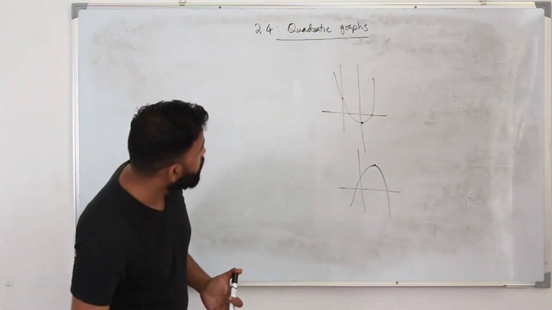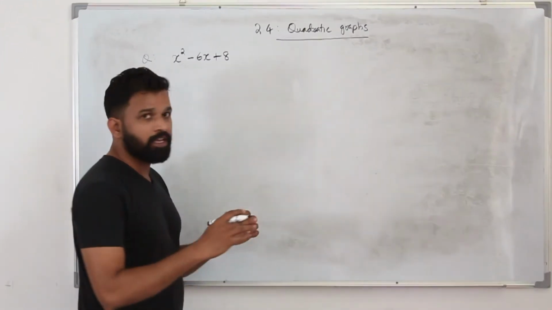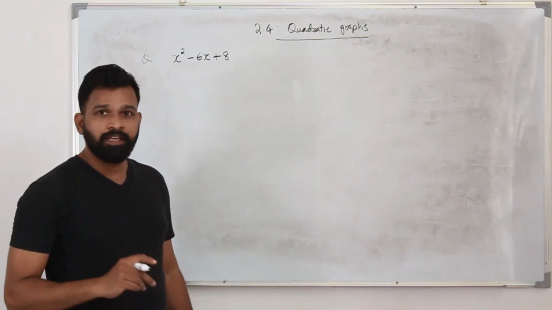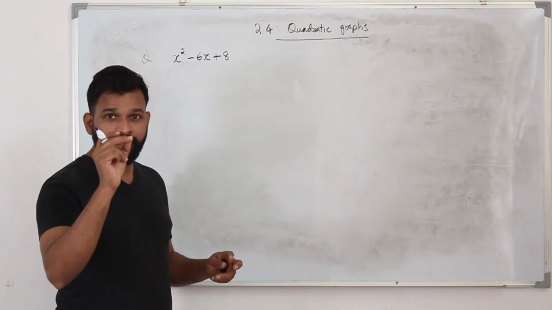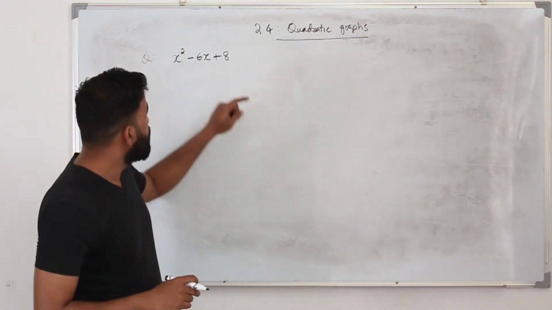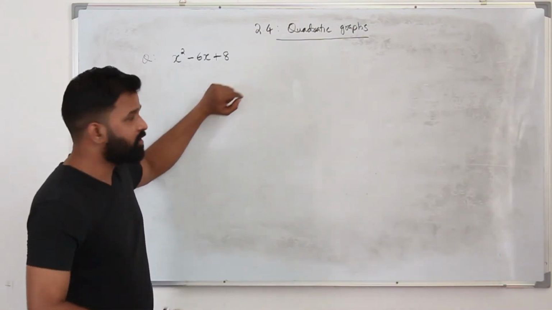Okay, let's take a look at a question from exercise 2F. You are given a quadratic function. They want you to sketch the graph, plot the turning point. It can be either maximum or minimum, and the x-intercept, y-intercept, line of symmetry, everything.